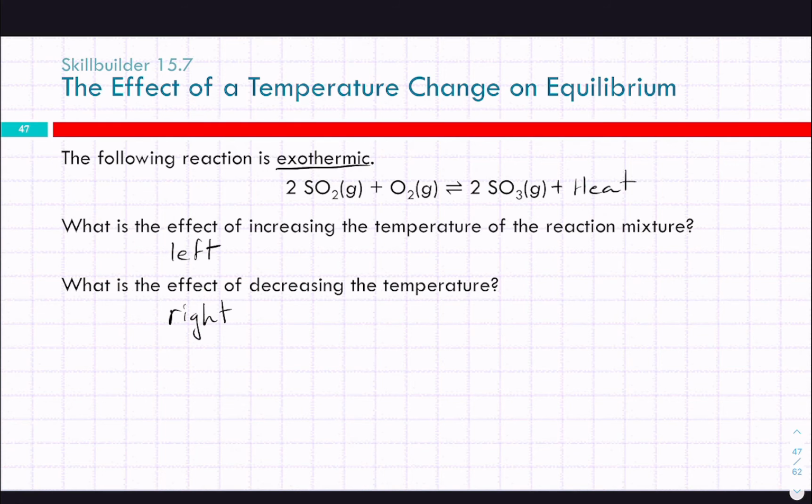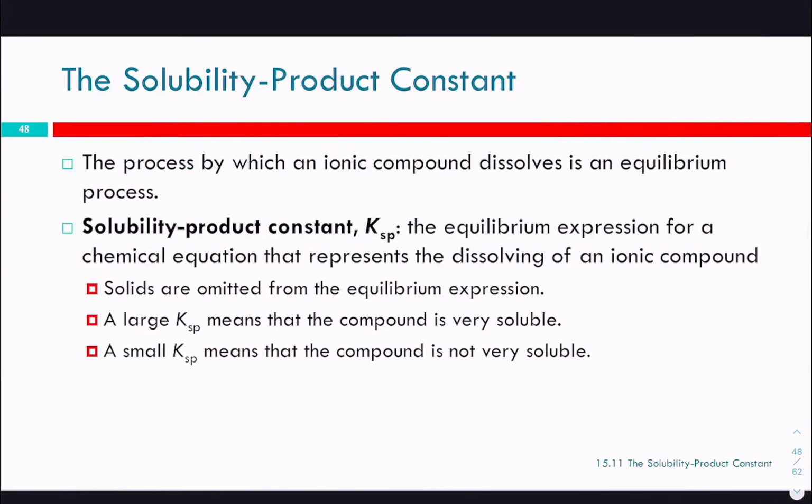What would happen if we increased the pressure? Yeah, decrease volume, increase pressure. Which way would it shift? Right. It would shift to the right, because there are fewer moles of gas in the products than there are in the reactants. Okay, that's Le Chatelier's principle.